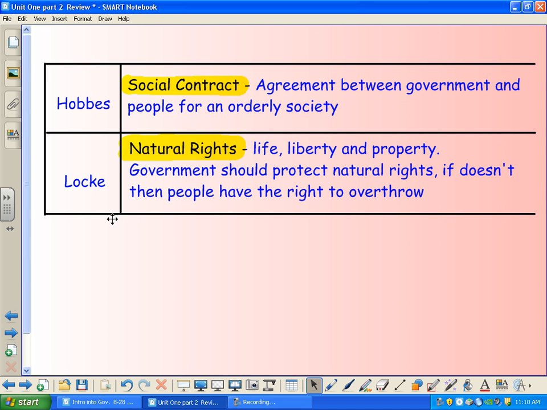I'm going to point out Locke here. Locke had a major influence on Jefferson and what happened with the Revolution. Of course, this idea of natural rights, life, liberty, and property is something that the Americans recognize as that being something you're born with, and they do not get easily taken away. And if a government does not protect those natural rights, then the people have the right to overthrow. And of course, from that idea was born the idea of the Declaration of Independence and Revolution.